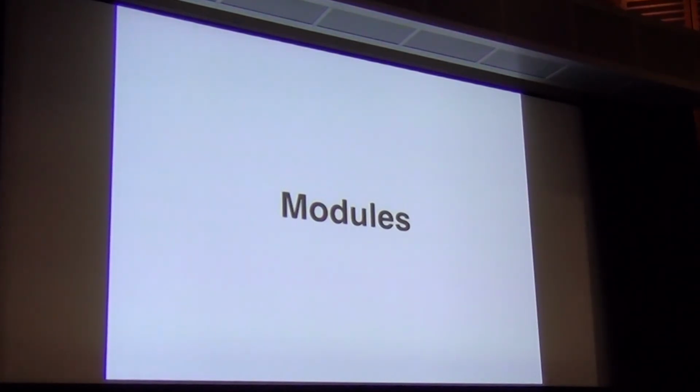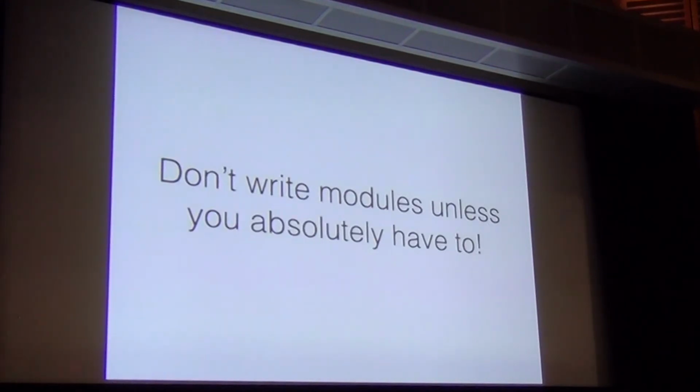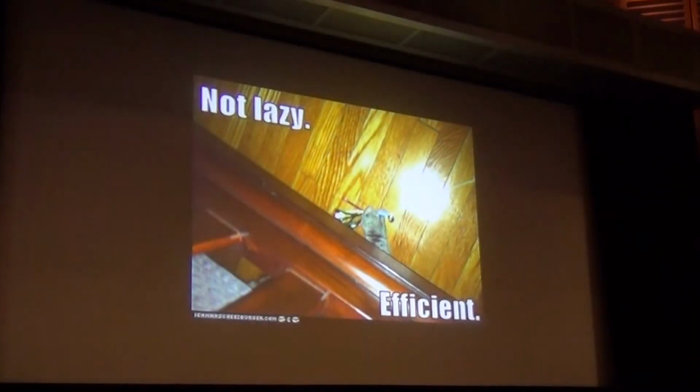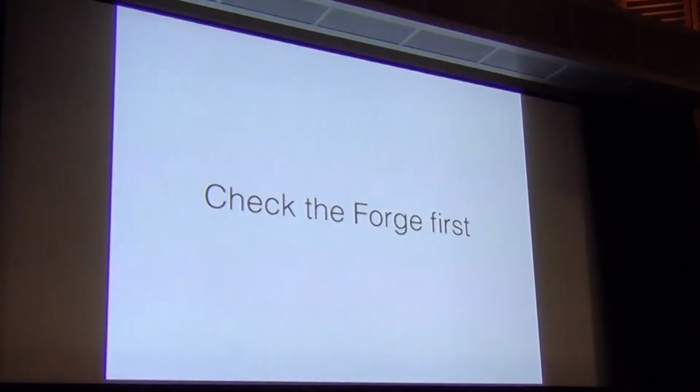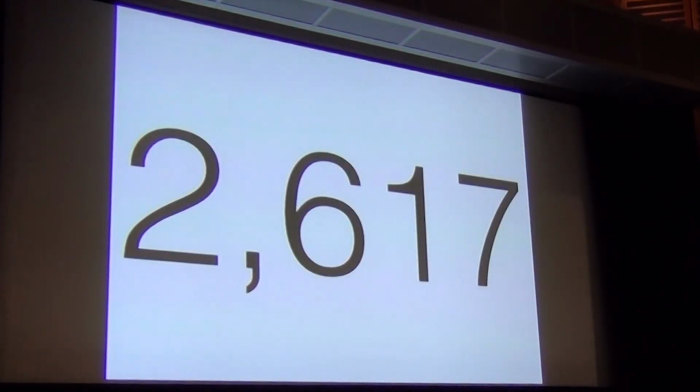So we'll start out with modules. The first rule of module writing is don't write them. Why write a module when there's probably already one out there that you can use? The Forge should be your first stop shop when looking for a module. This is the number of modules that were on there as of Sunday afternoon, 2,617. I'm pretty sure that a lot of stuff that you're going to want to run in your environment is available as a Puppet module.